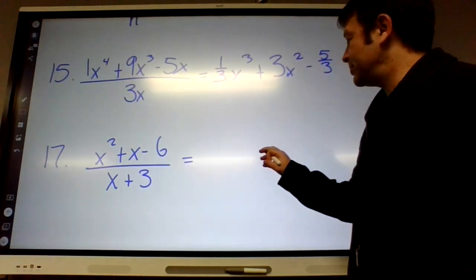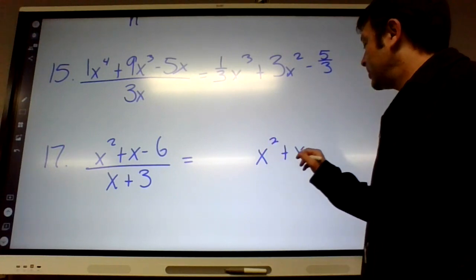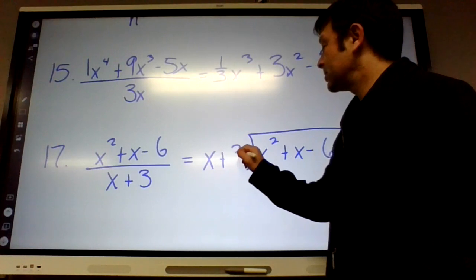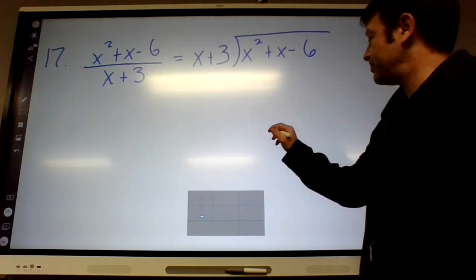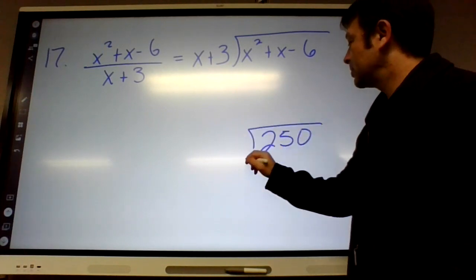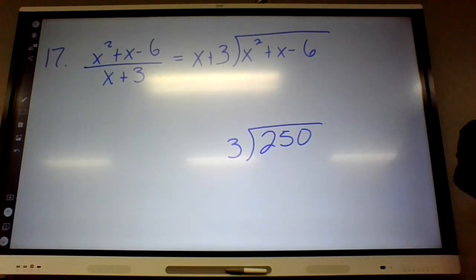So what you have to do is use long division. Polynomial long division. Looks like this. Okay. Before we do that, let's back up and do some normal division here.